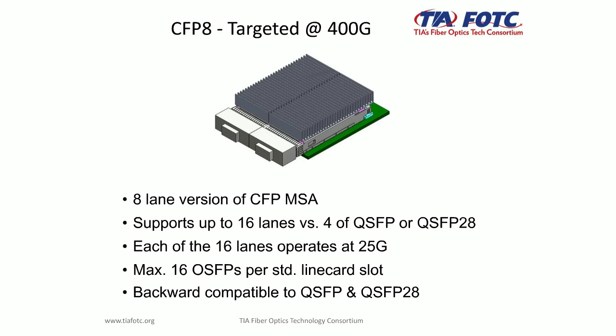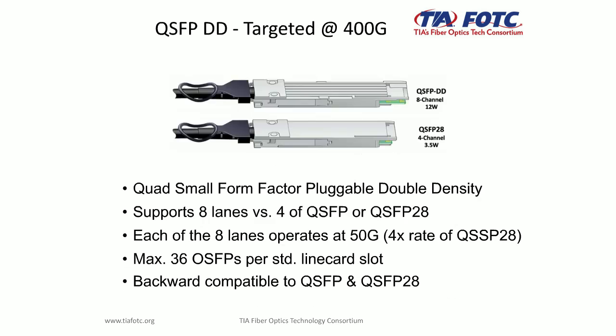CFP, I'm not going to talk too much about this, but this is an 8-lane version of the CFP MSA that we talked about at the start of the presentation. I don't think these are going to go too far. This one here is very interesting because it's a QSFP double density, and it supports 8 lanes in a variety of different ways. Each of the 8 lanes can operate at 50 gig, 4x the rate of QSFP 28. One of the interesting things with this transceiver is there's a new connector, and we'll talk about that in a minute, associated with the 2-lane version of this.